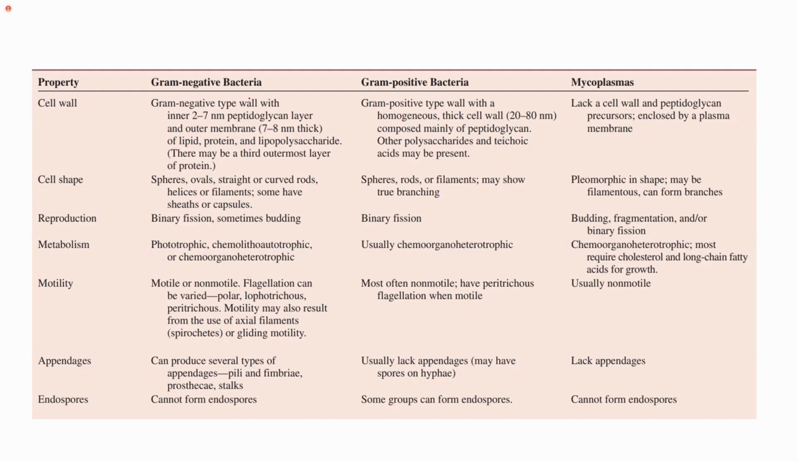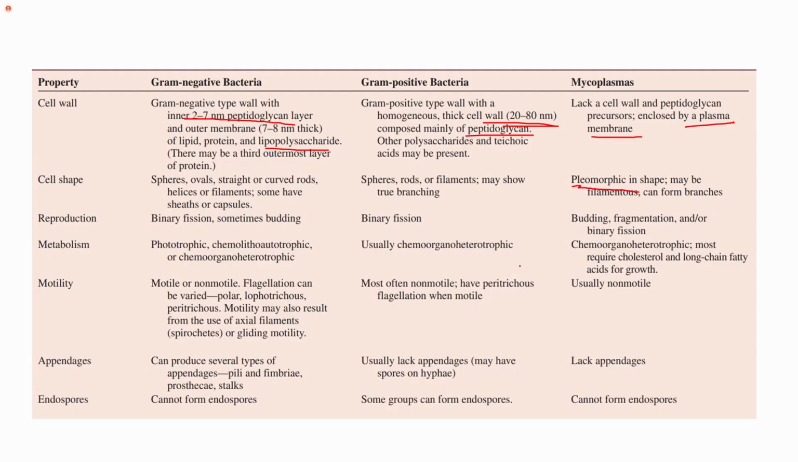So the cell wall in the gram-negative is mainly a 2 to 7 nanometer thick peptidoglycan, while in this we have a homogeneous cell wall, which is 20 to 80 nanometer thick, mainly composed of peptidoglycan. It consists of lipopolysaccharide as well, while the mycoplasma does not have a cell wall or peptidoglycan precursors and is enclosed just by a plasma membrane. The cell shape is sphere, oval, curved, etc. Similarly, gram-positive bacteria may be of such shapes, while mycoplasma, since it lacks a cell wall, has flexibility in shape and is pleomorphic, right?